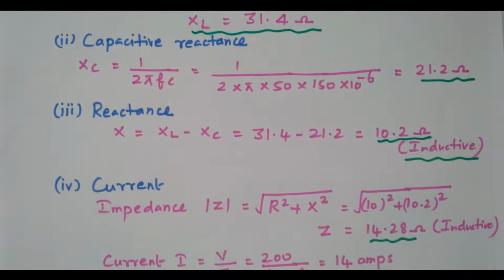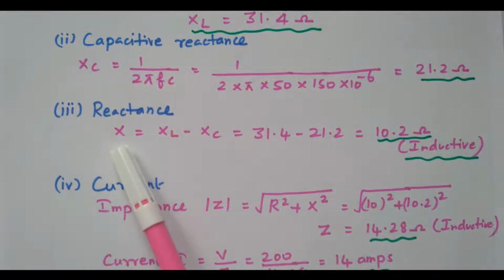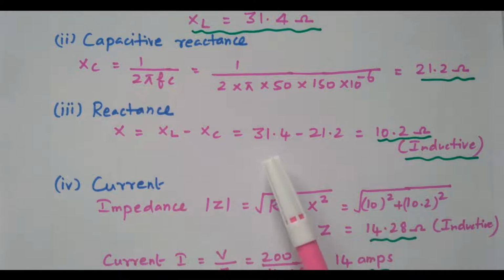Now we will find the reactance. The reactance X is nothing but XL minus XC, the difference between inductive reactance and capacitive reactance. These two we already calculated. So inductive reactance 31.4 minus capacitive reactance 21.2 is equal to 10.2 ohm, and it is inductive, because the inductive reactance is more and the capacitive reactance is lesser. So the circuit will act as more inductive, so it is given as inductive.